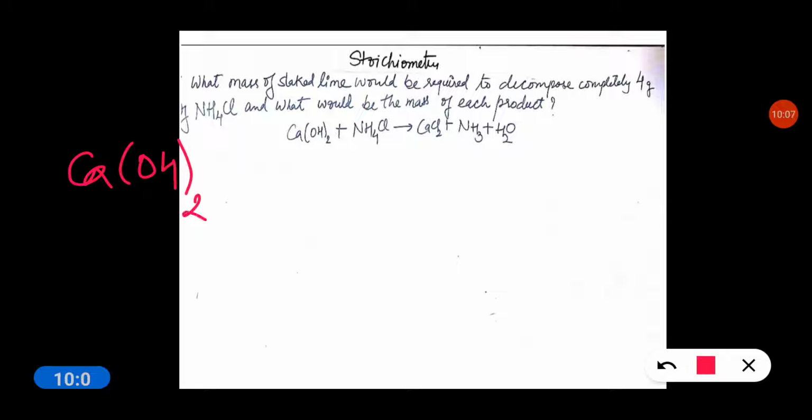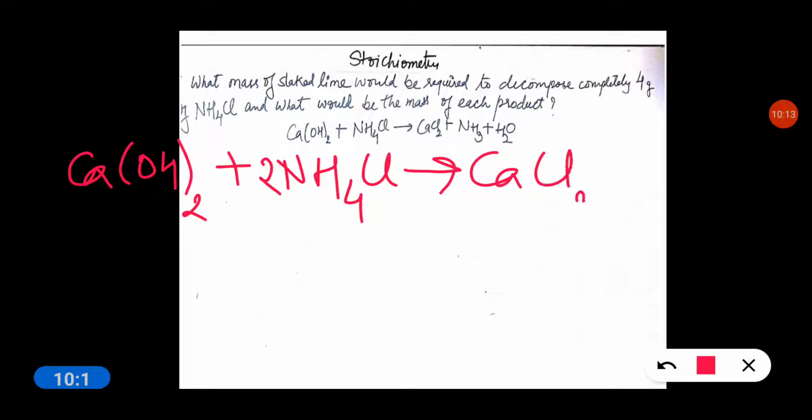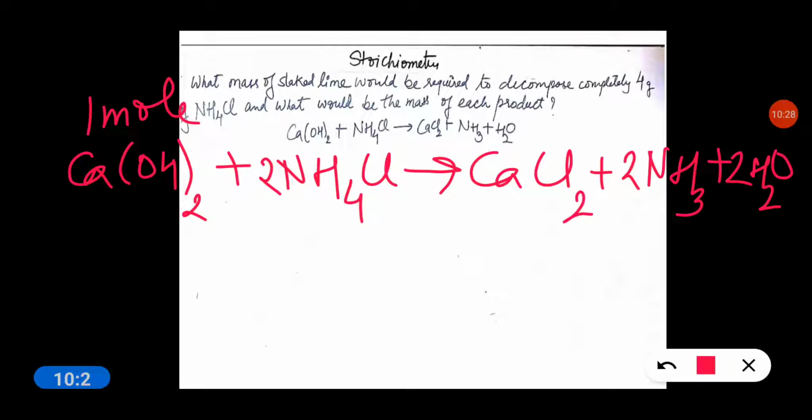Ca(OH)2, 2NH4Cl, CaCl2, 2NH3, 2H2O. This is the balanced equation. Now what information are you getting? Moles: 1 mole, 2 mole, 1 mole, 2 mole, 2 mole.